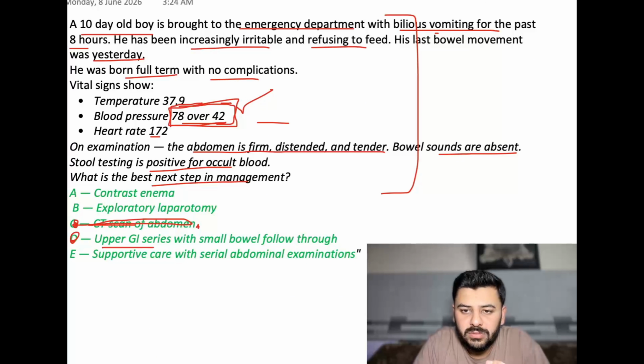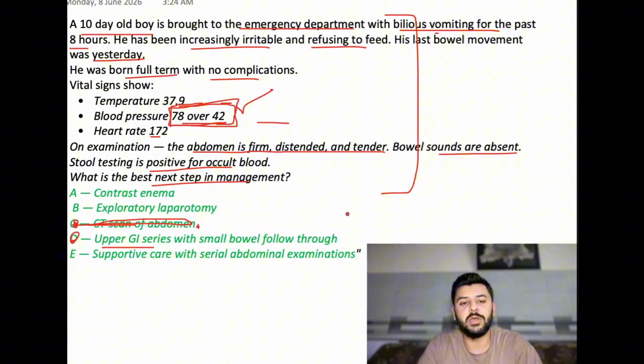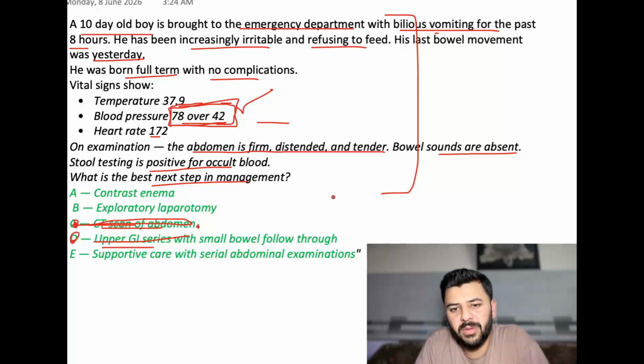Okay, but there's one catch here. Only in stable patients. This patient is not stable. If this patient is not stable, rule out the CAT scan and rule out the upper GI series as well. The baby is unstable. For God's sake, you don't have time for imaging. Why would you do a CAT scan? Why would you do an upper GI series? You don't have time. The baby is dying. If you don't do anything in 10 minutes, he'll die.